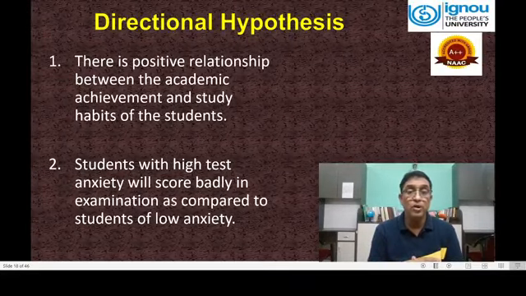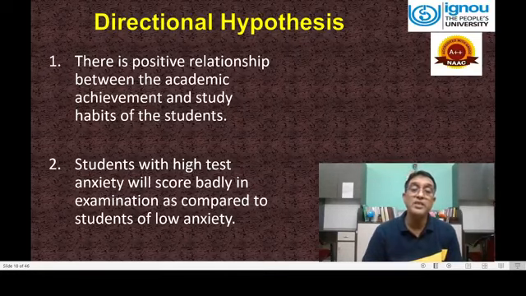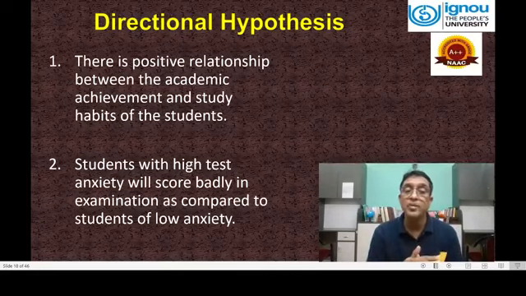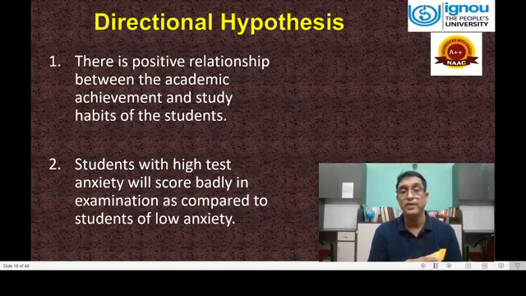Let me give a few examples of directional hypothesis. A directional hypothesis says that there is a positive relationship between the academic achievement and study habits of the students. I have taken one example. So here the relationship between academic achievement and study habits is positive. This is the direction. It means the learners who have developed good study habits will definitely have better achievement.